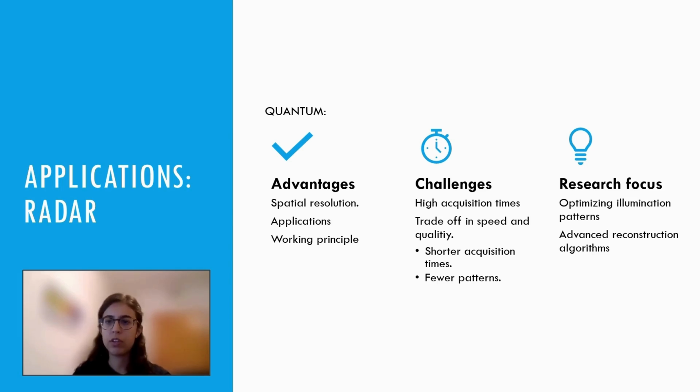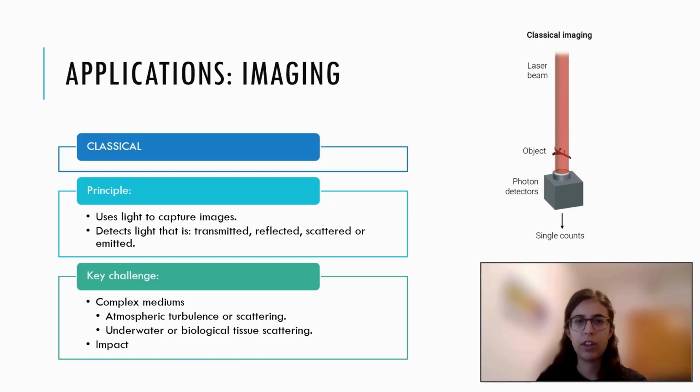Research nowadays focuses on enhancing QGI performance in two main ways. The first is optimizing illumination patterns, by designing patterns that maximize the information content for better reconstruction. And the second is developing advanced reconstruction algorithms that extract high-quality images from fewer or noisier measurements. Now we jump onto the second and last application, which is imaging.